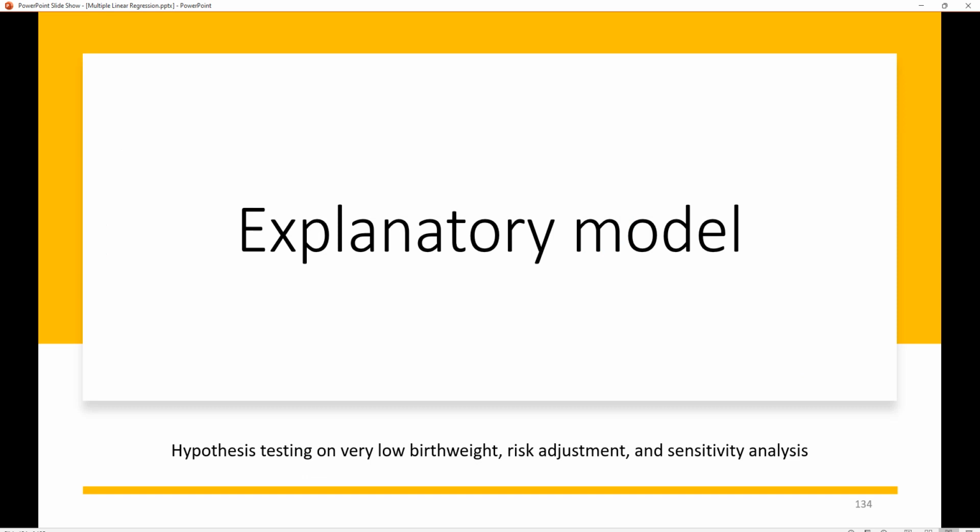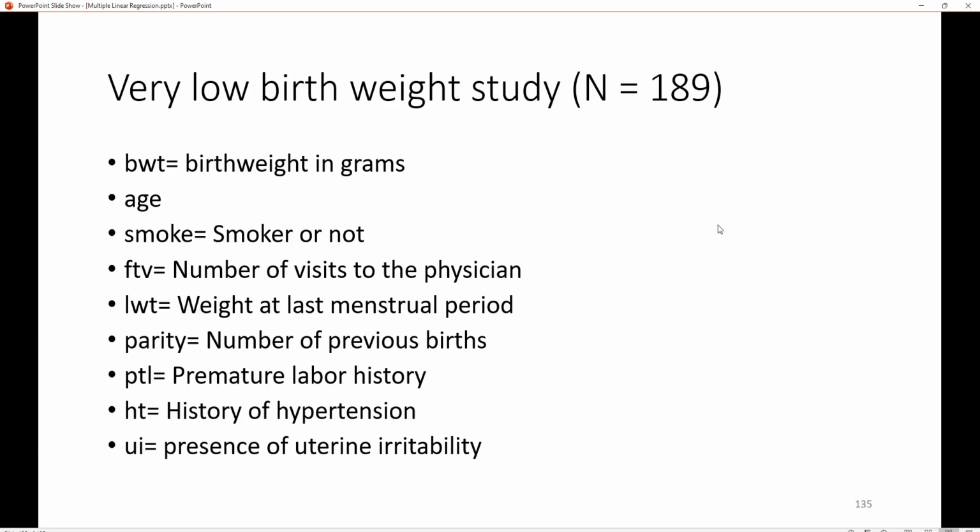Okay, so now that brings us to explanatory models, and we're going to look at hypothesis testing on very low birth weight. We're going to do risk adjustment and sensitivity analysis. For the very low birth weight study, the N is 189. It's a small data set.